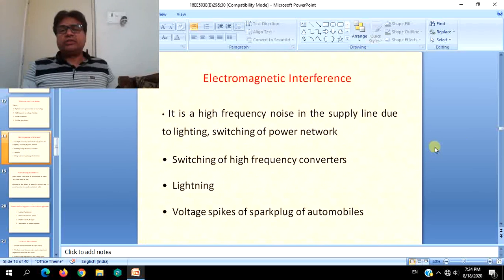Electromagnetic interference, where there will be interference of magnetic fields generated or induced inside reactor coils, or wherever high discharge of voltage will be there. Due to that, there will be interference in the nearby circuits. Due to that, the particular output voltage of the switching source may get affected. That may be due to lightning, voltage spikes, or spark plug.